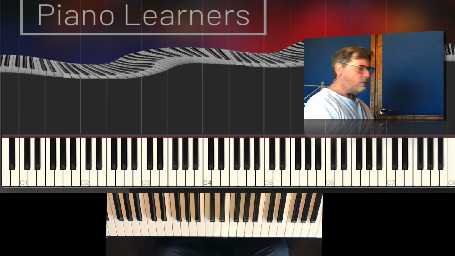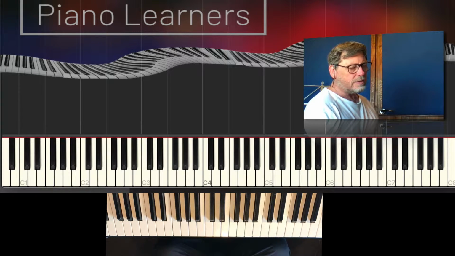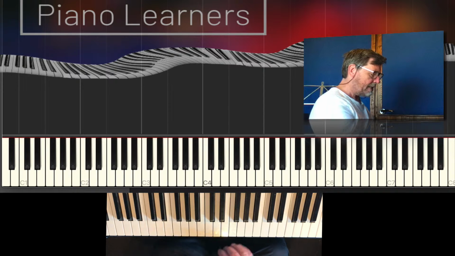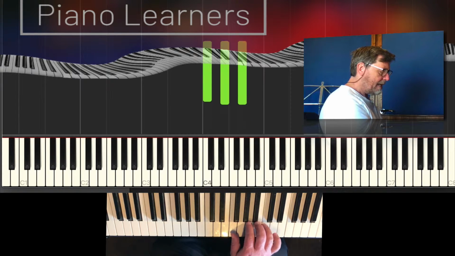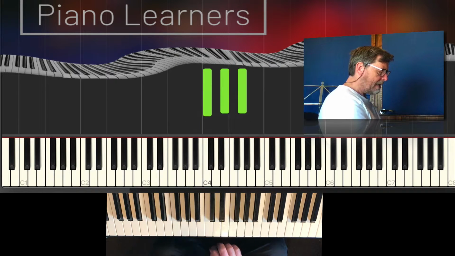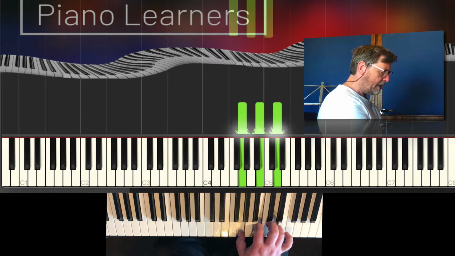So what can we use these inversions for? Well, they actually make chord progressions smoother and easier to play. For example, if we have a chord progression that is C, F, G, C. We've got quite a lot of movement here. C, F, G and C.